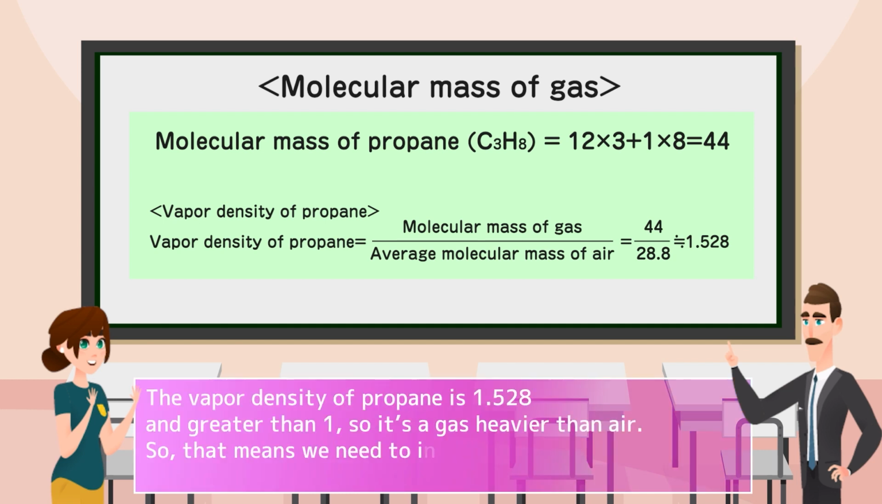The vapor density of propane is 1.528 and greater than 1, so it's a gas heavier than air. So, that means we need to install a gas detector below a spot where there is a risk of gas leakage. You got it.